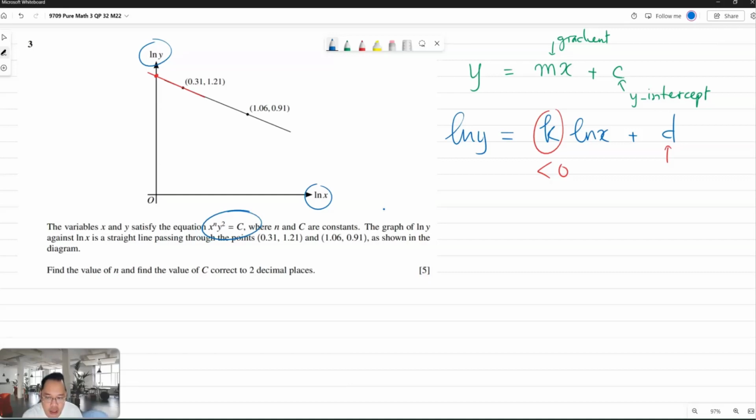We need to take the ln of this equation, which means ln of x power n y squared equal to ln of the constant c.